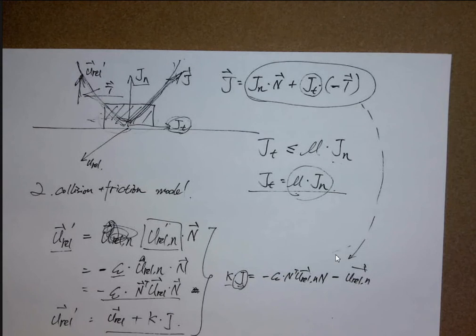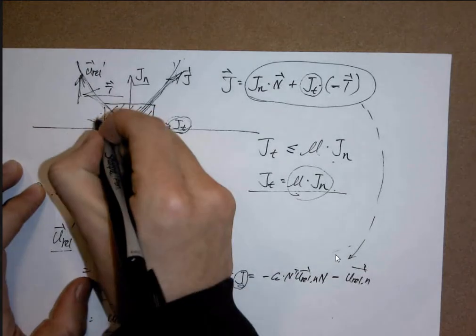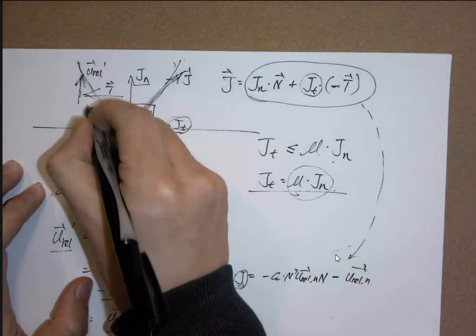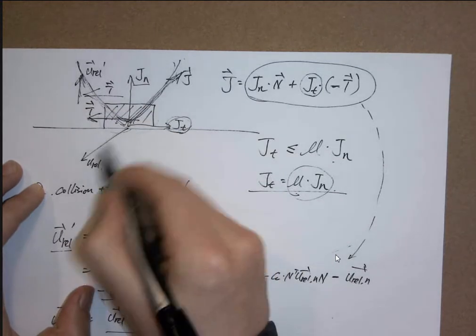Yes? What is the t? Oh, sorry. So this is the t direction. The t direction is the tangential direction with respect to the original velocity.